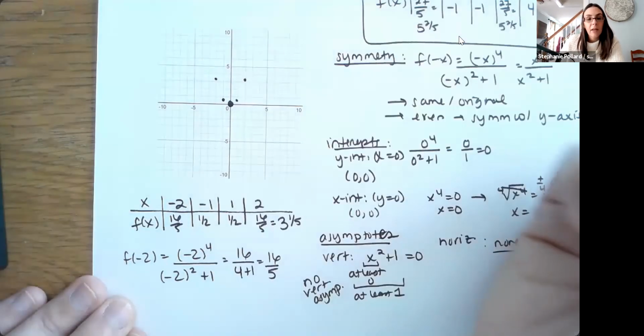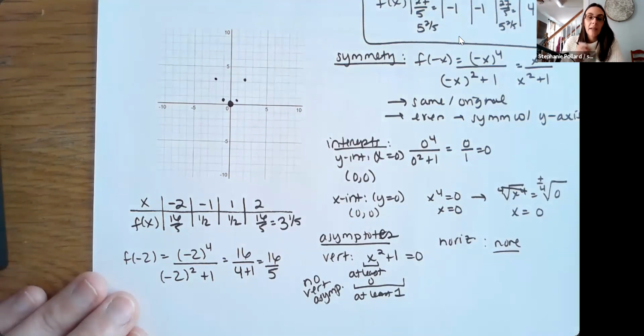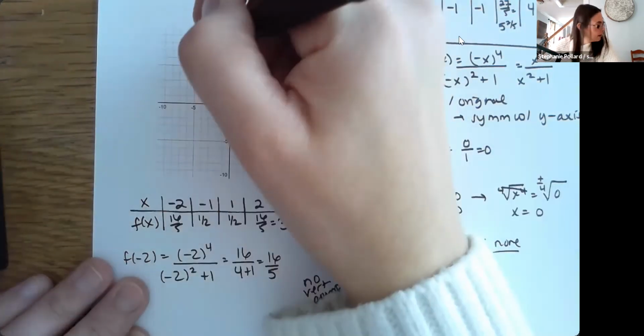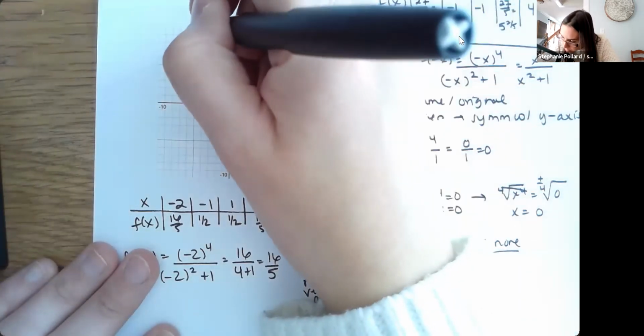Okay. Now I can find a few more points if I want to, but I do know I also have symmetry as well, so it's going to be the same on both sides. And you end up with a U-shaped graph here.